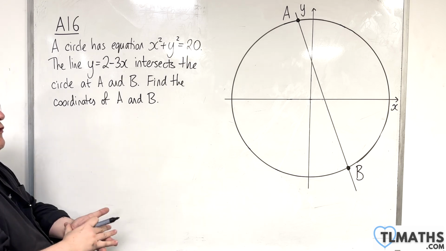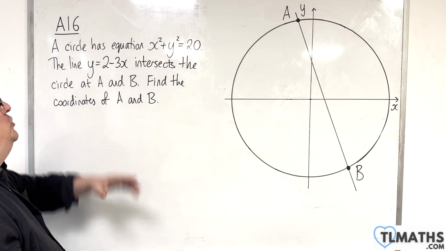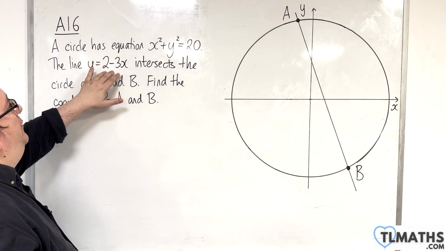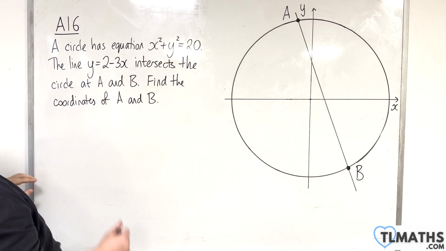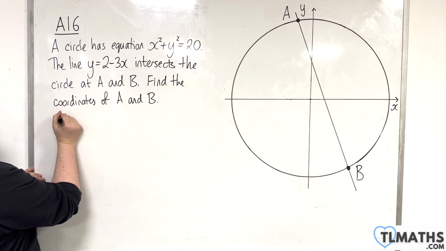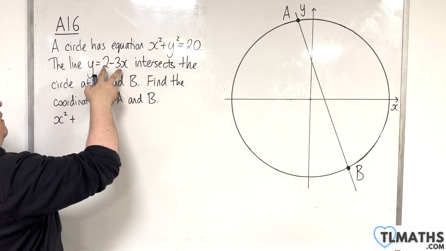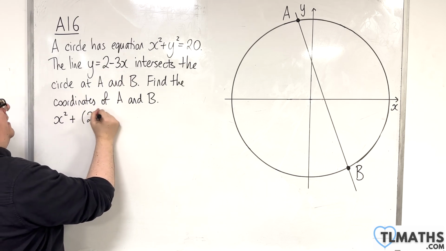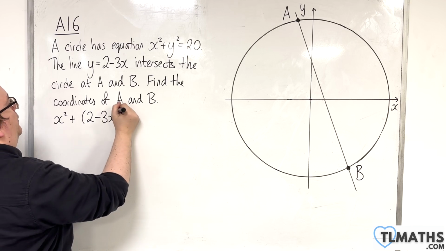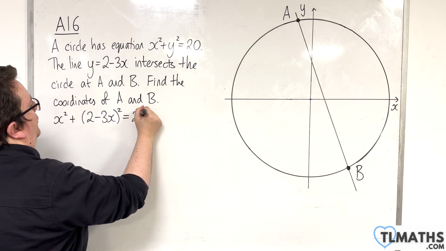So just as in the previous two videos, we need to substitute y equals 2 take away 3x in this case into the equation of the circle. So the x squared remains as it is. The y needs to be replaced with 2 take away 3x. So open up a bracket, 2 take away 3x squared, and that's going to be equal to 20.